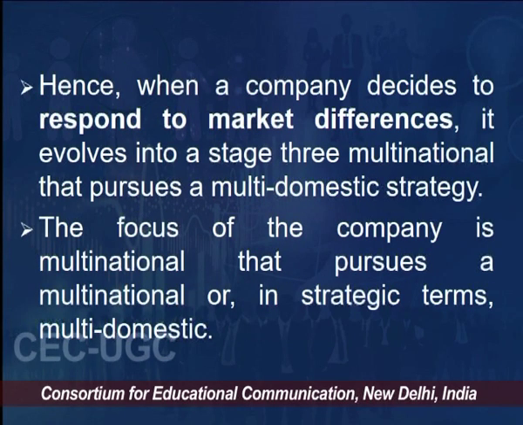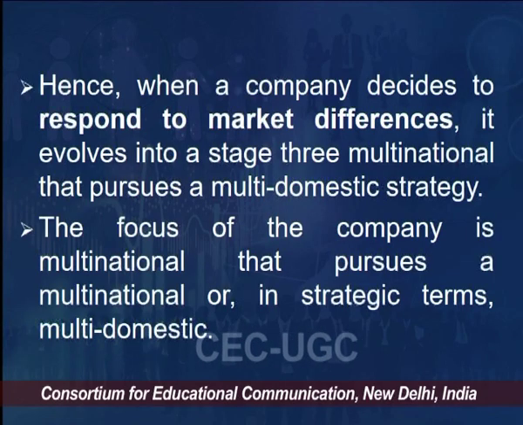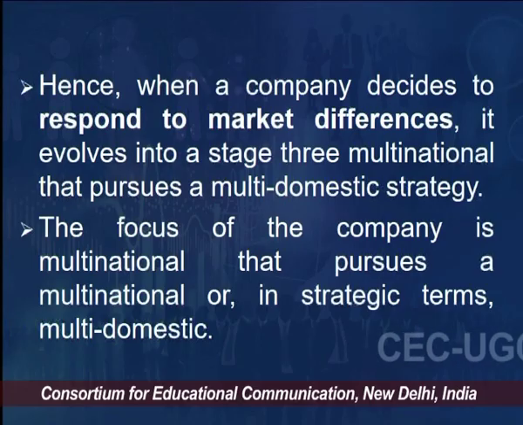Hence, when a company decides to respond to market differences, it evolves into a stage 3 multinational that pursues a multi-domestic strategy. We call it multi-domestic. In multinational companies, each foreign subsidiary is managed as if it were an independent city state. The subsidiaries are part of an area structure in which each country is part of a regional organization that reports to the world headquarters. Examples include Toyota, McDonald's.